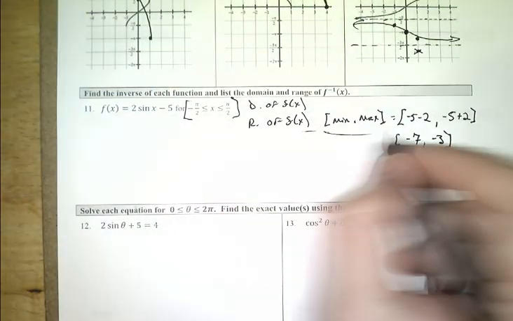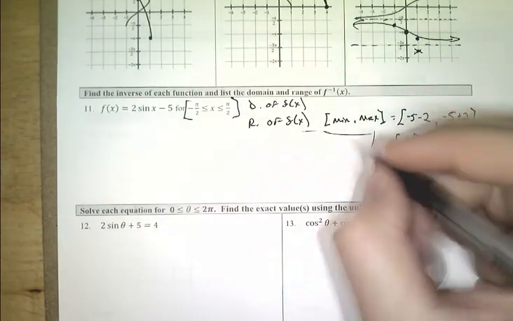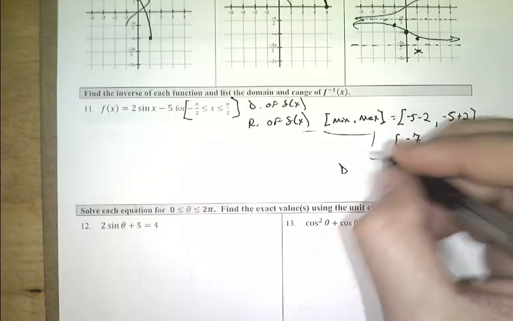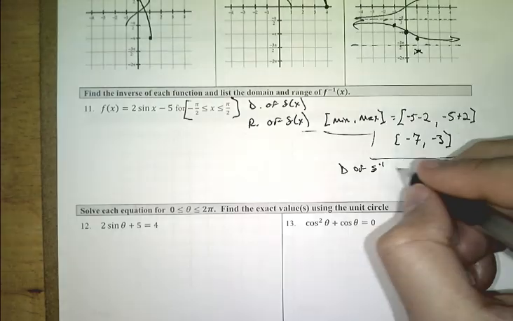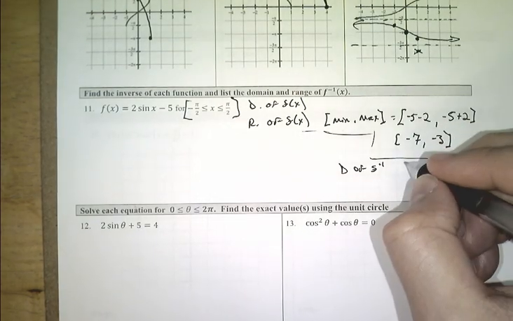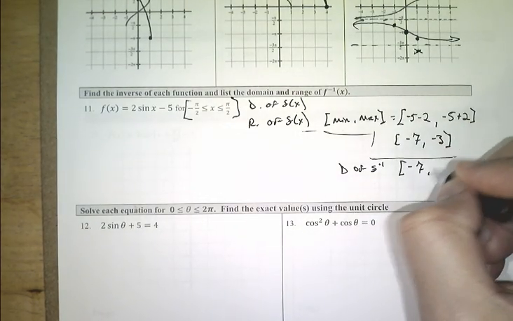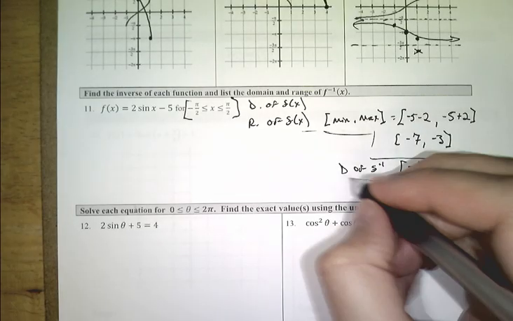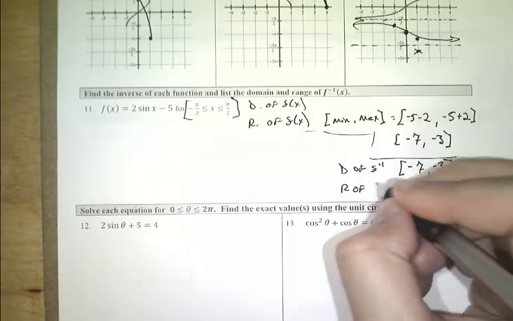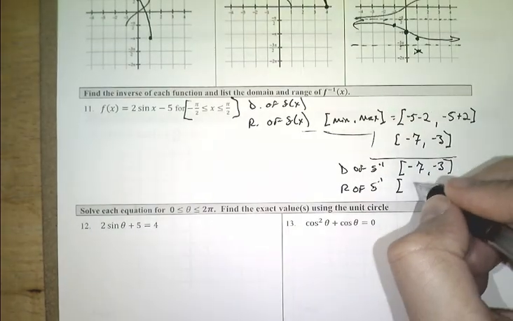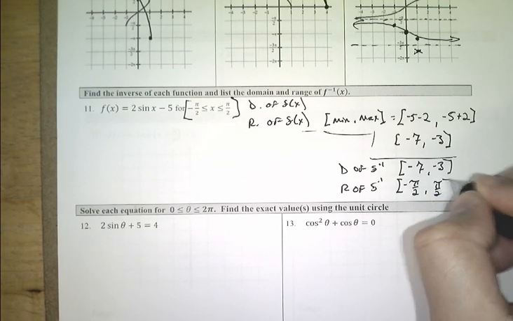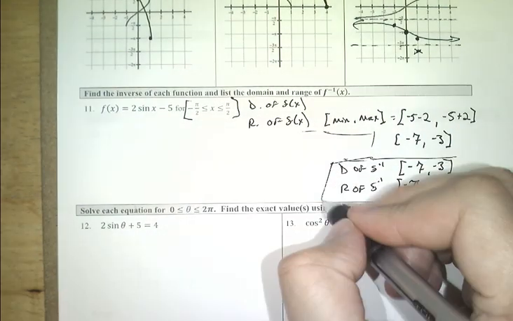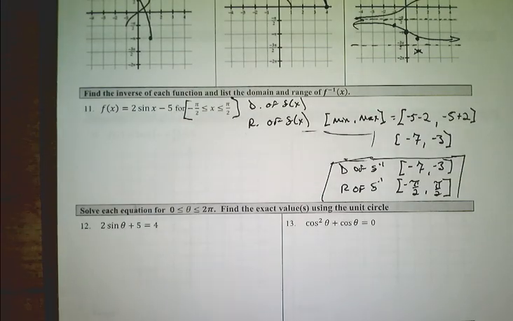Okay. Now, if I want the domain and range of the inverse, the domain of f inverse is going to be -7 to -3. The domain and ranges switch. The range of f inverse is -pi/2 to pi/2. So there is our domain and range of f inverse.